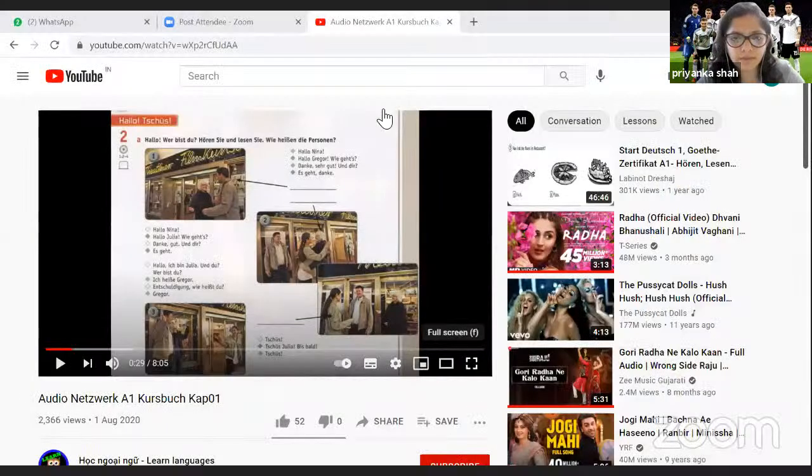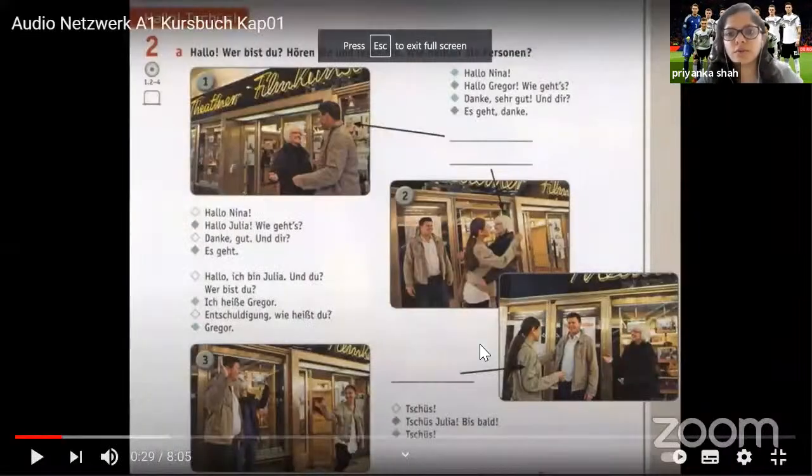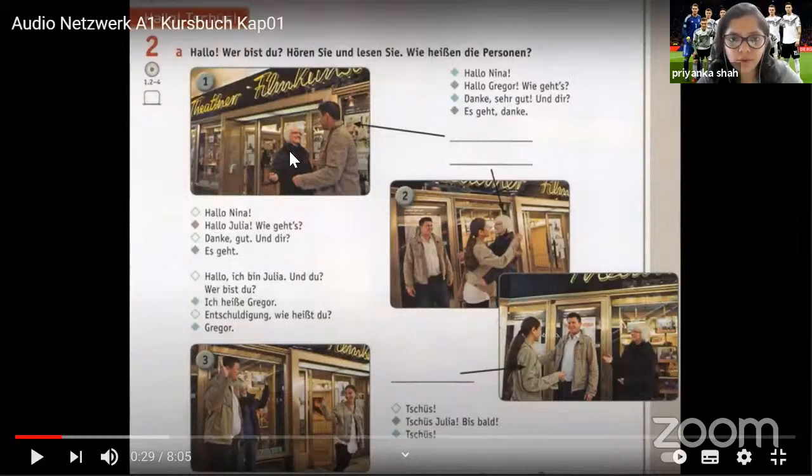Okay, so I hope you all can see my screen. So this is an audio which will show you how they are greeting each other, okay? So in the first photo, there is this lady and this uncle here. So how are they asking, okay?